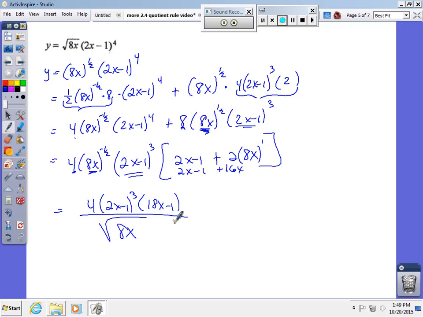And I guess we could simplify that a little bit further, because this is 2 root 2, right? So 4 over 2x minus 1 cubed times 18x minus 1 all over 2 root 2x, and that can cancel out with that, and that'd be a 2. So that'd be a y prime. Okay. And last one.